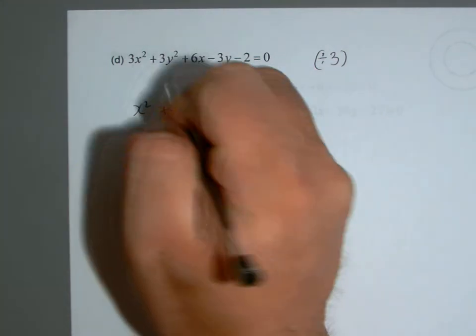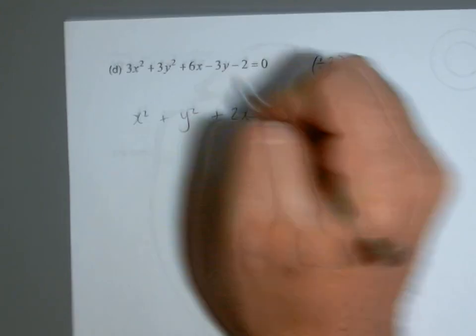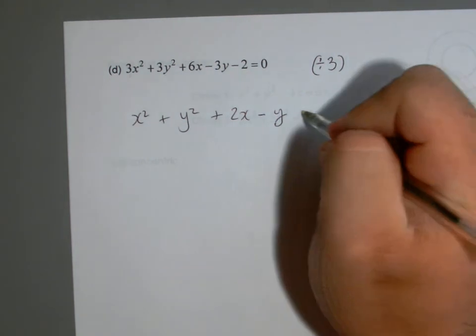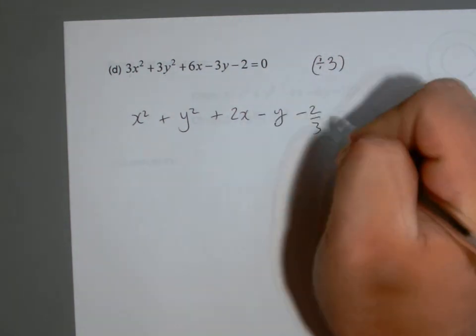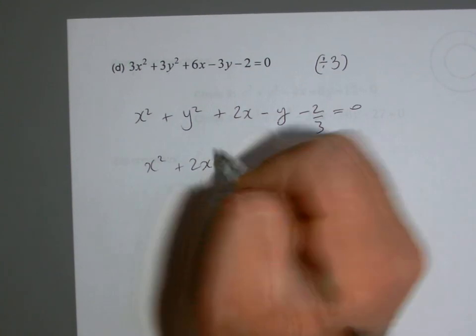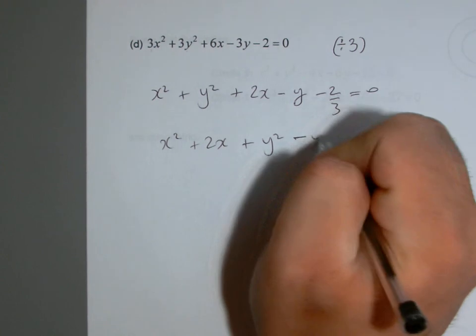So if I divide that by 3, I get x squared. Divide that by 3, I get y squared. Divide that by 3, I get 2x. Divide that by 3, I get minus 1, so minus y. Divide that by 3, I get negative 2/3 equals 0. Group the x squared and x terms. Group the y squared and y terms.